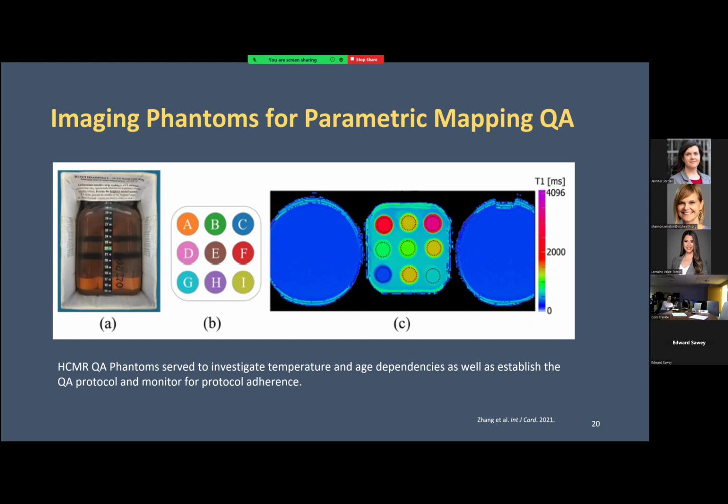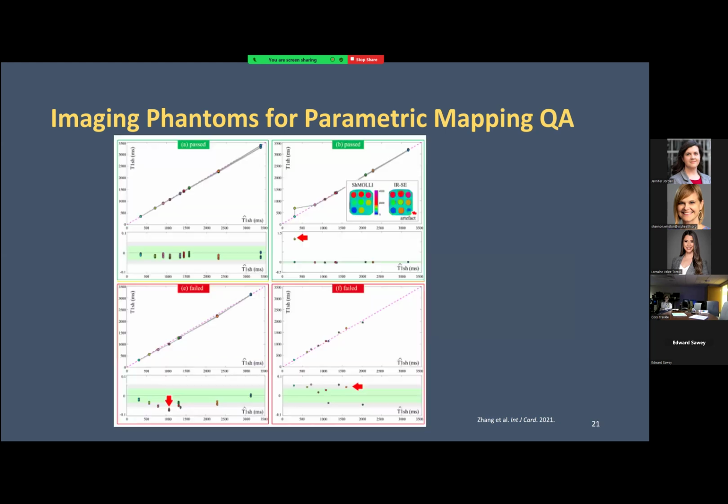The HCMR study was a multi-center study, and they actually developed 50 of these phantoms for parametric mapping testing. And what they did is they had each of the sites scan the phantom, and they can have them scanned monthly or quarterly. One of the things that you'll take down when you do these phantom scans is the temperature, because that also can affect the T1, and the settings that you have the scanner at.